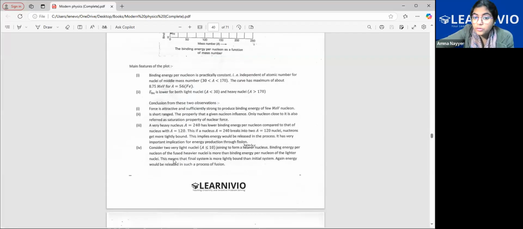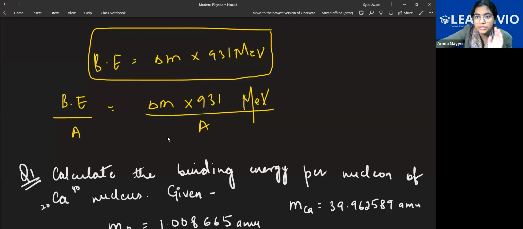Binding energy per nucleon of the fused heavier nuclei is more than binding energy per nucleon of the lighter nuclei. This means that the final system is more tightly bound than the initial system. Energy would be released in the process of fusion. This I have told you, that when it is splitting, whatever energy was holding the nucleus is now being released. So till here only, class, don't do the pages that are written after that. Otherwise you will be doing the radioactivity part and everything, and that will just waste your time.